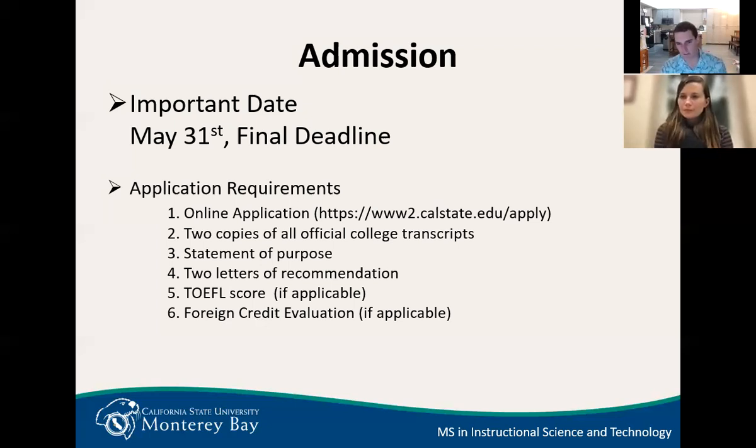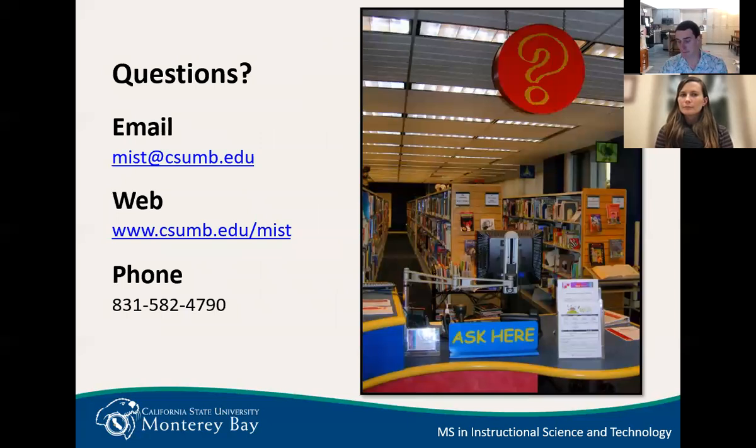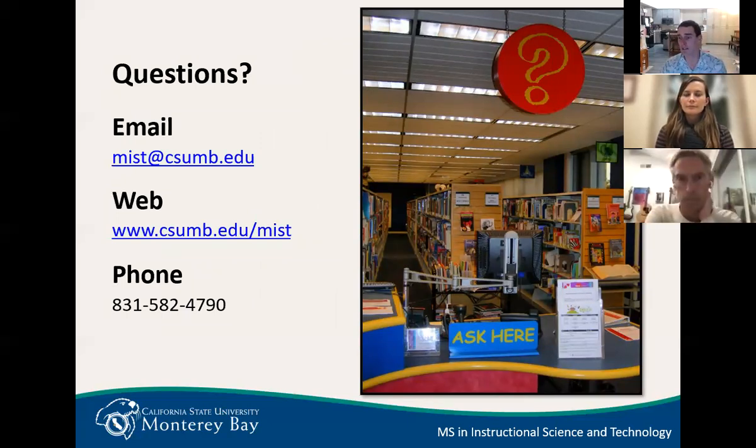I think it's a relatively simple application. The Cal State Apply portion of it is very, very easy. Just collecting the documents and putting together a strong statement of purpose is generally what takes students the most amount of time. So at this point, I think that's all that I have. Any questions from the two of you that I can answer?